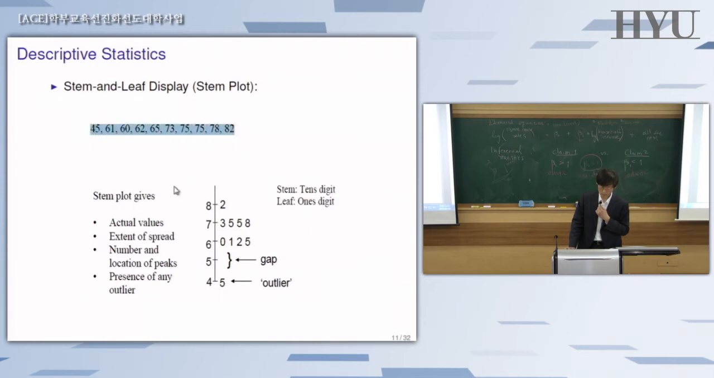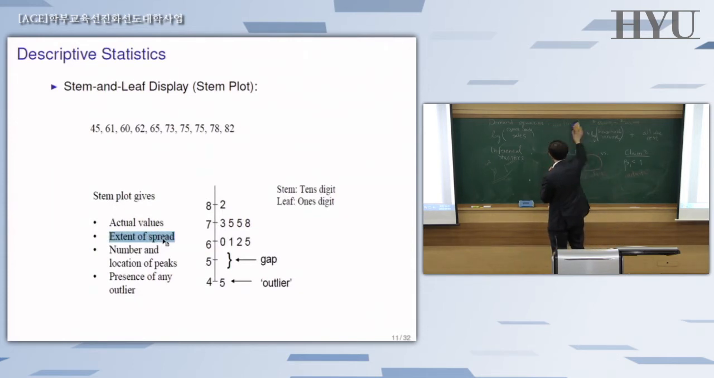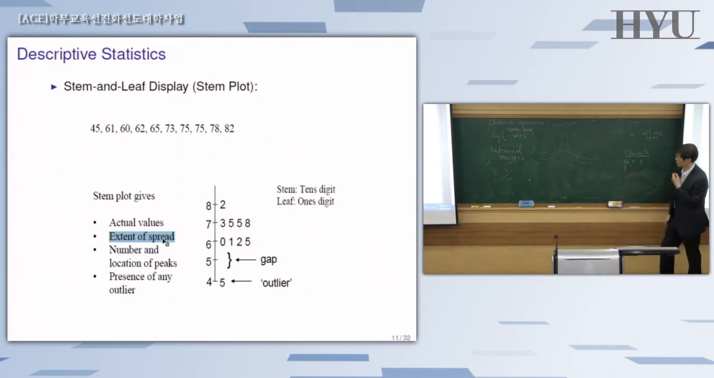Some of the good things we can expect by using this one instead of just a simple display of the numbers like this one: it deals with actual values, and it's easy to see what's the exact extent of spread in the sample. Do you know what this spread is? So think about 2 different distributions. Distribution A could be something like this. Second distribution could be like that.